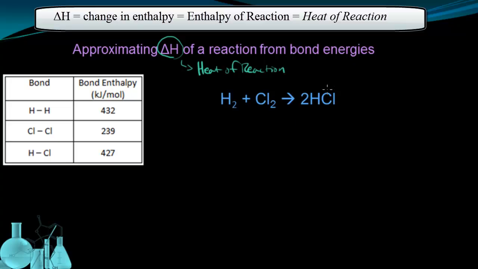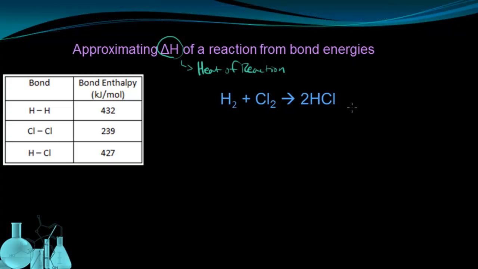So let's see how we can find the heat of reaction for this particular process. Hydrogen plus chlorine yields hydrochloric acid. This H2, the diatomic hydrogen, has one hydrogen-hydrogen bond contained. So there's two hydrogen atoms with one bond between them. For the Cl2, there's two Cl atoms bonded to each other, so there's one Cl-Cl bond.